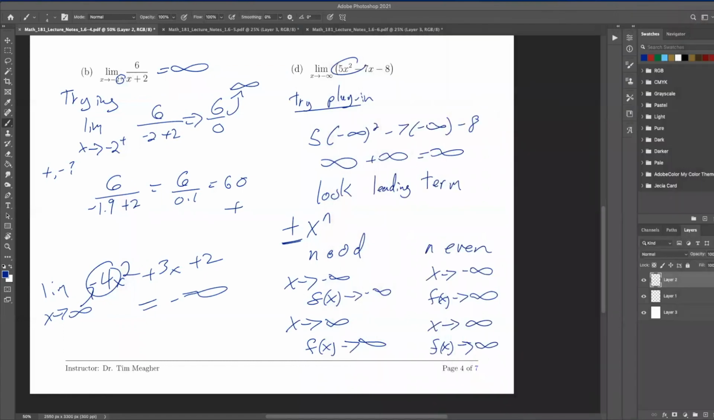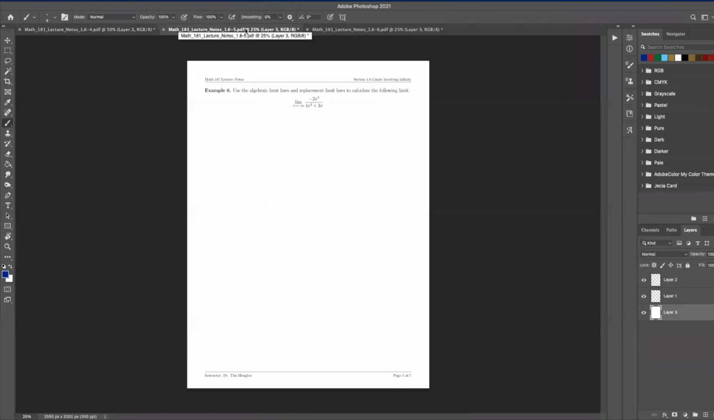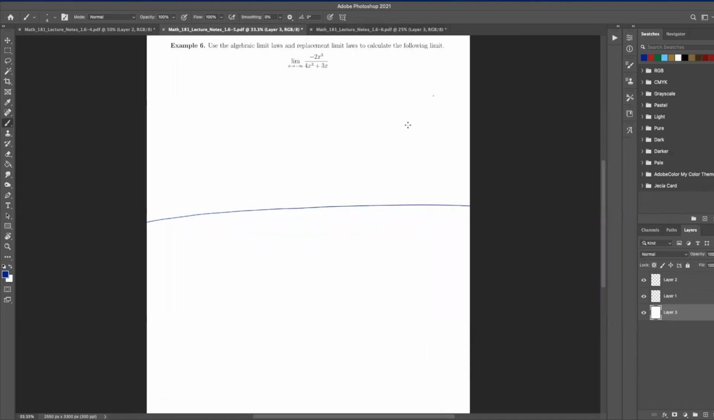Let's go ahead and go to the next page. I saved myself a little too much room here, but that's fine. Go ahead and split your page into two. We're going to do example 6, then examples 7 and 8, and then I'm going to make an example 9 to help us out with square roots, just to do at least one of those.